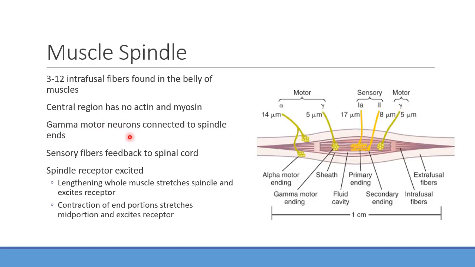So I mentioned the gamma motor neurons are going to be connected to the spindle ends here on either side. These will be able to contract these fibers. However, right in the middle here where the sensory fibers are, there's no contraction actually happening, okay? That'll become important in a second.